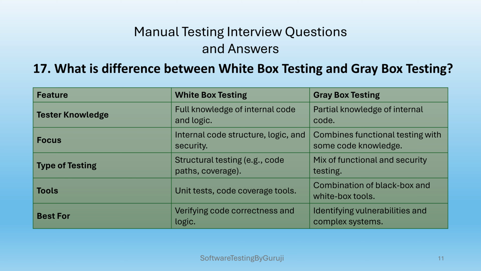Gray box testing focuses on combining functional testing with some code knowledge. White box testing, types of testing: structural testing, for example code path coverage. Gray box testing, type of testing: mix of functional and security testing. White box testing tools: unit tests, code coverage tools. Gray box testing tools: combination of black box and white box tools.